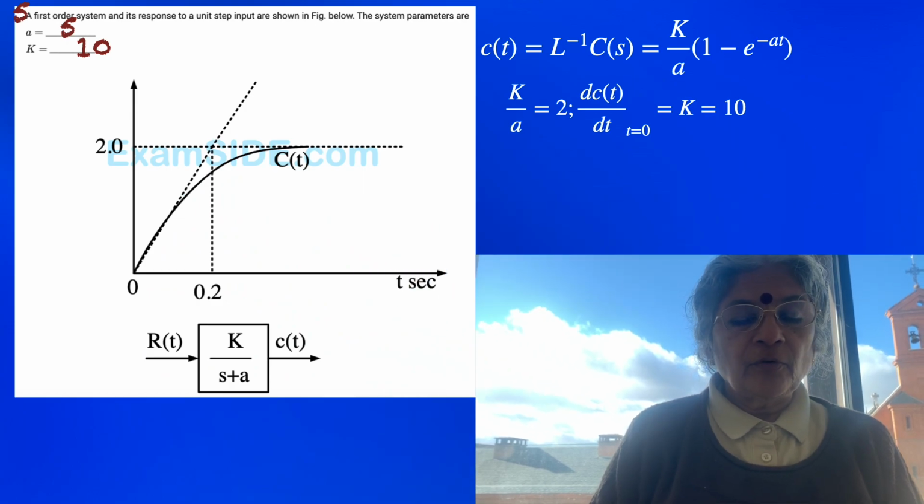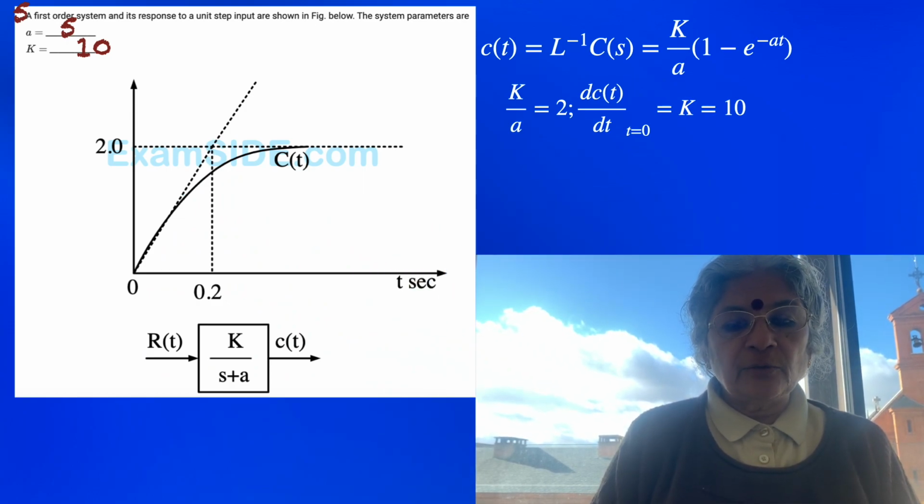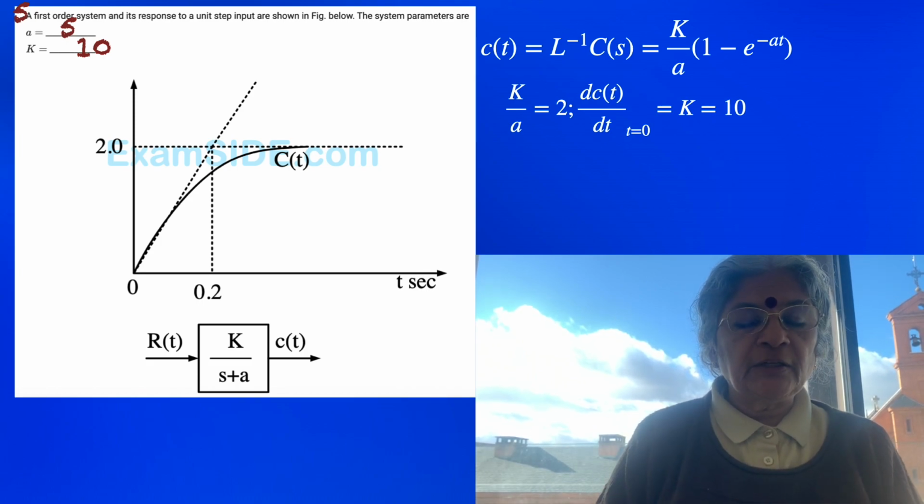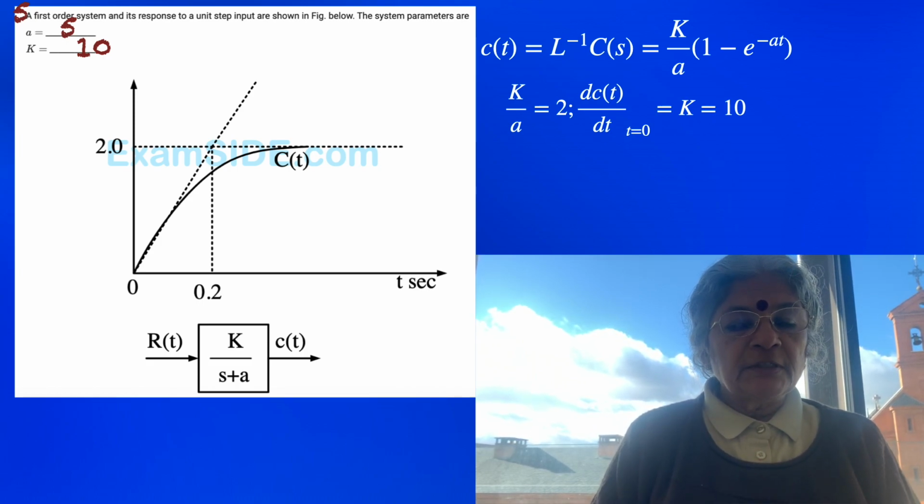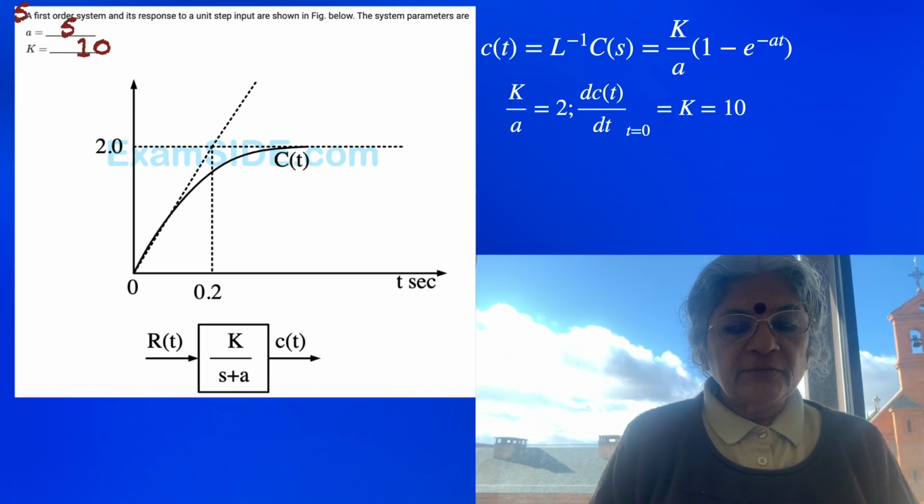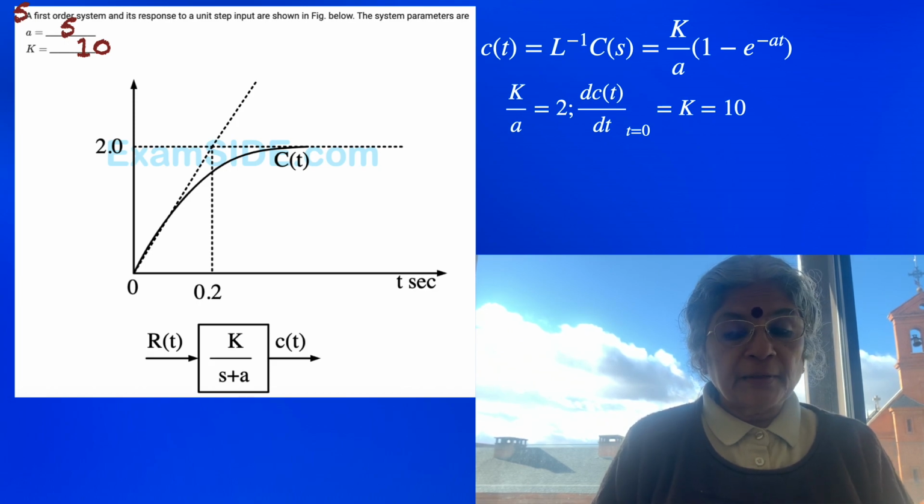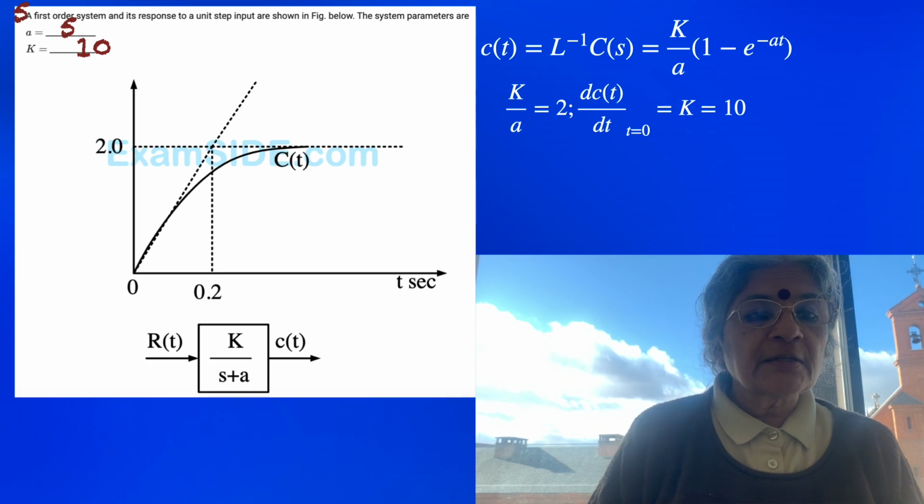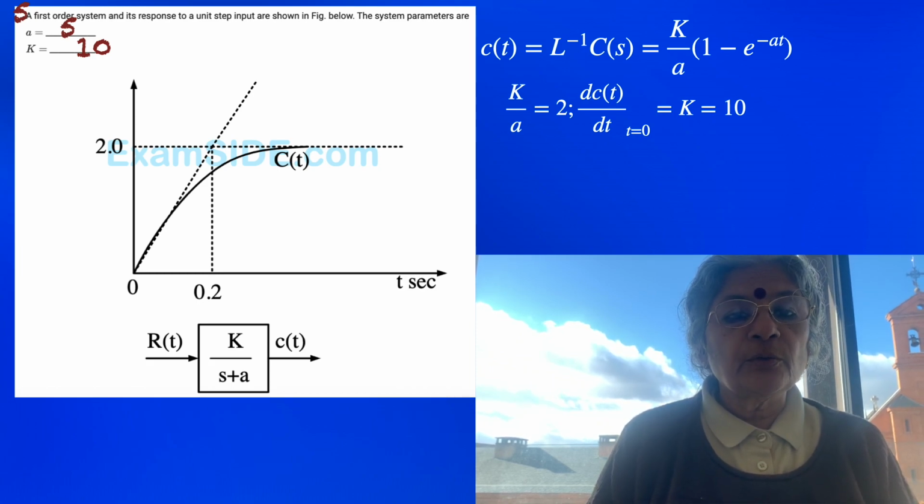Next one is we have a diagram of the response c(t) as t goes to infinity, which starts at 0 and builds exponentially to a value equal to 2. The initial slope at t equal to 0 is shown as 2 by 0.2, which is equal to 10. Okay, and r(t) is given and c(t) is obtained after passing through a block given by k by s plus a. What is asked is the first order system and its response to a unit step input.